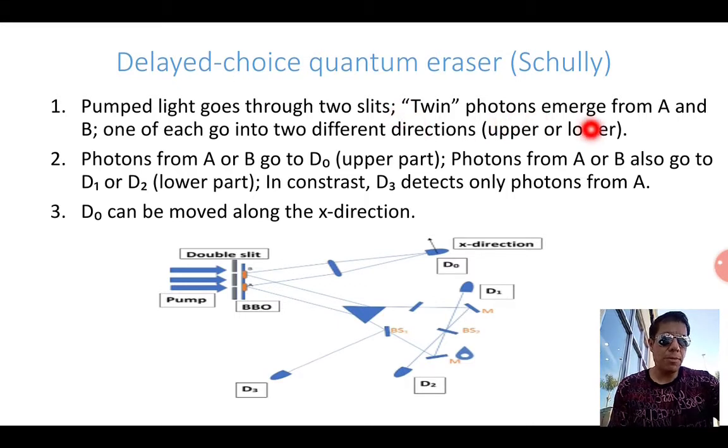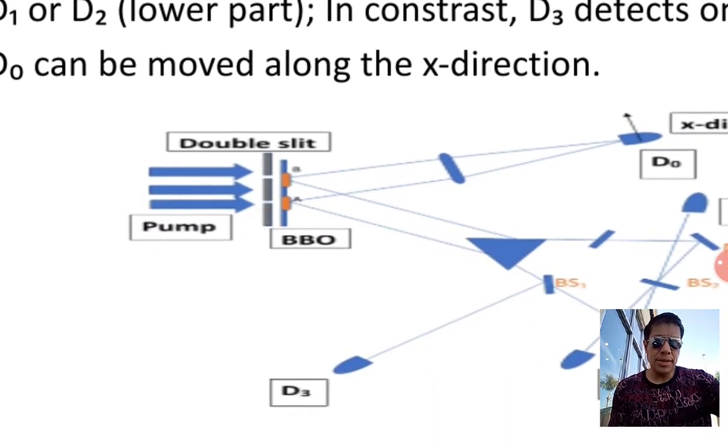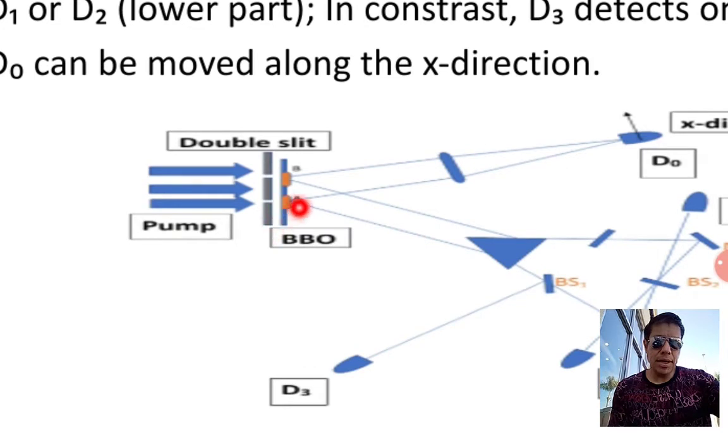All right. Twin photons emerge from A and B. One of each goes in two different directions, the upper and the lower, right? So right here, we're starting to pump photons, and as you can see, you got A and you got B. Let me try to make this one a little bigger. And as you can see right here, you create two sets of twins, right? You see a total of 4 right there.